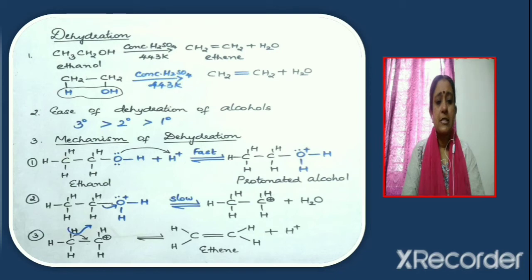Third step is elimination of a proton, or removal of a proton from the carbocation. One of the C-H bonds of the methyl group breaks, and the C-H electron pair gets shifted. Hydrogen is removed as a proton and we get ethene as the product.